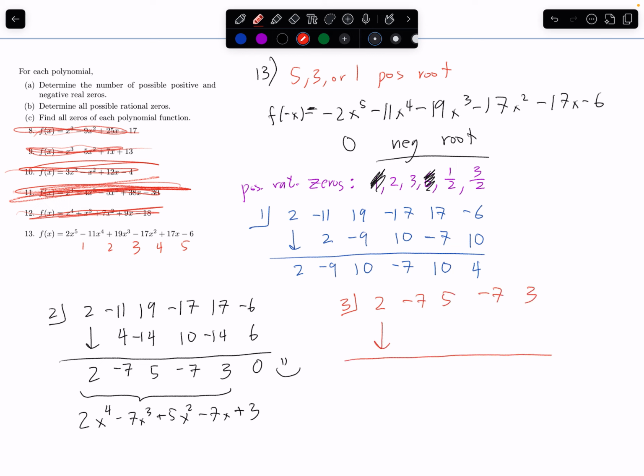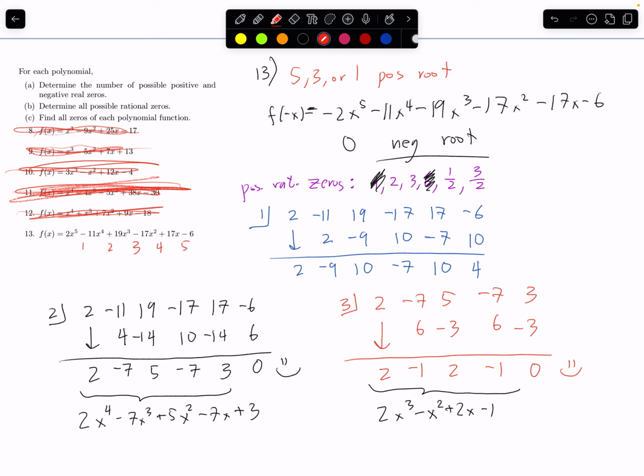Okay, 2 comes down. 2 times 3 is 6, plus negative 7, negative 1, times 3 is negative 3, plus 5 is 2, times 3 is 6, plus negative 7 and negative 1, times 3 is negative 3, and plus 3 is 0. Oh, we found another one. Awesome, guys. So now the resulting polynomial is 2x to the third minus x squared plus 2x minus 1. Okay, we're down to a cubic.